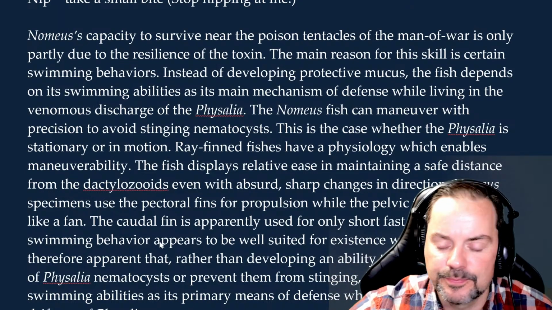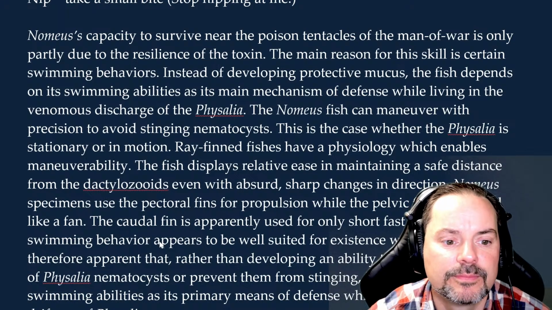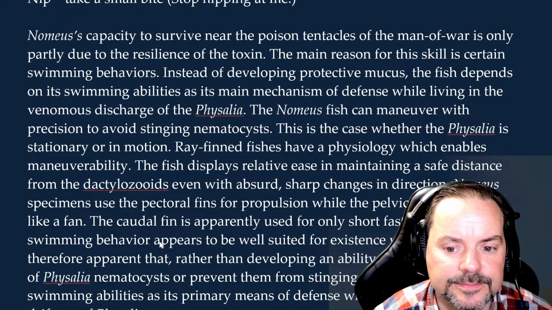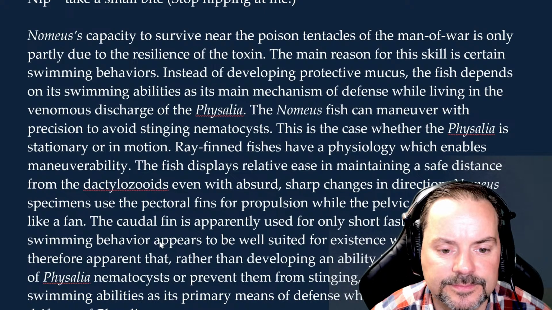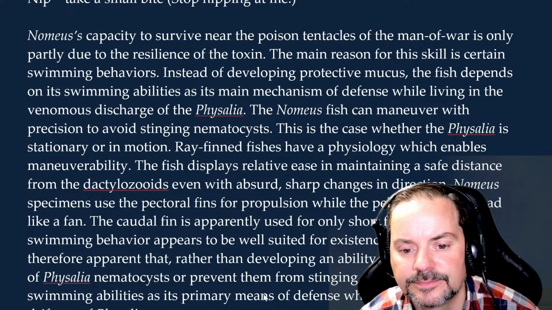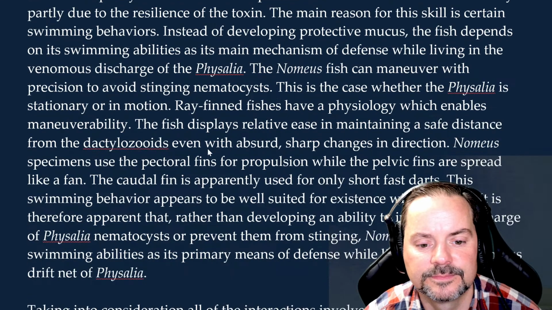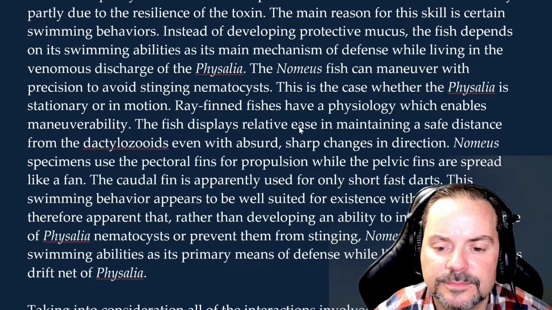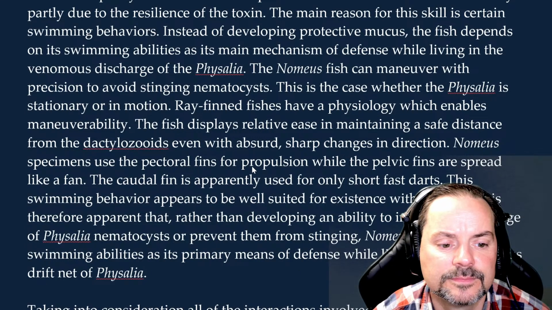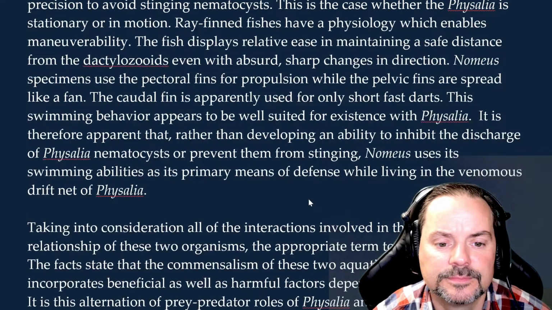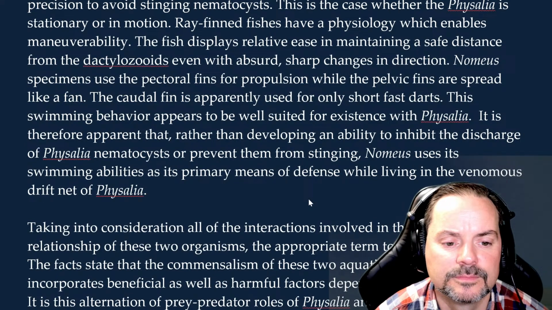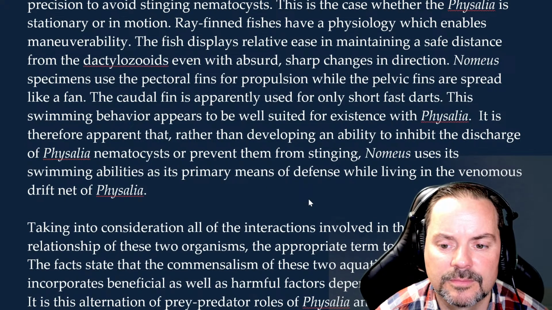Nomius' capacity to survive near the poison tentacles of the man of war is only partly due to the resilience of the toxin. The main reason for this skill is certain swimming behaviors. Instead of developing protective mucus, the fish depends on its swimming abilities as its main mechanism of defense while living in the venomous discharge of the physalia. The nomius fish can maneuver with precision to avoid stinging nematocytes. This is the case whether the physalia is stationary or in motion. Ray fin fishes have a physiology which enables maneuverability. So the fish displays relative ease in maintaining a safe distance from the dactylozoids, even with absurd, sharp changes in direction.